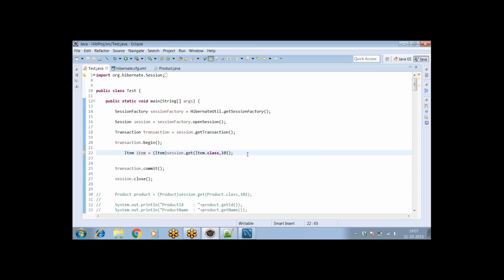It will lazily load. Huh? Okay, but why? Come on, think about it. No problem. Why is it going to lazily load?